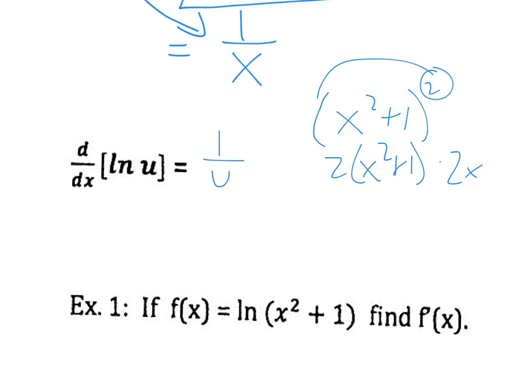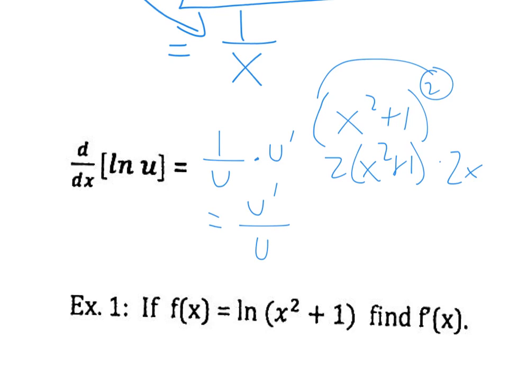So we would take 1 over u times the derivative of u, or u prime. Anytime you're differentiating a natural log, it's going to be 1 over the thing inside the log times the derivative of the thing inside the log. In other words, it's just going to be u prime over u. And you'll see that on your blue sheet as well, that little property there.